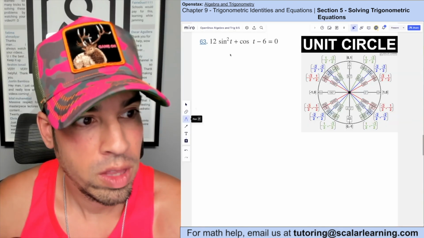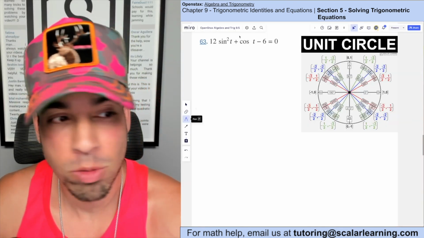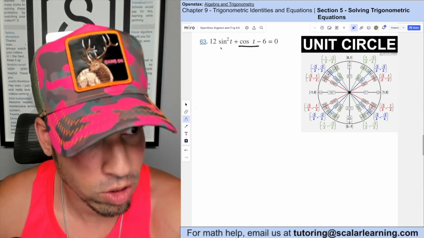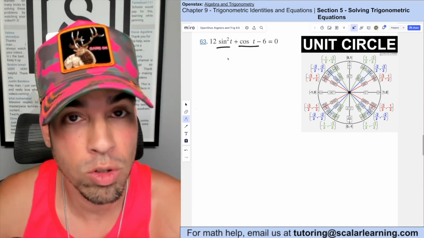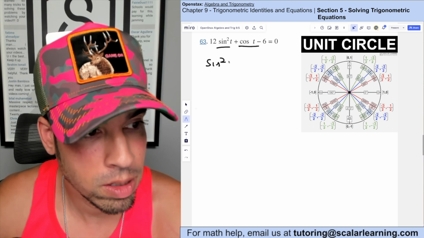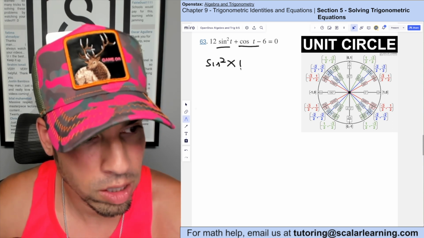Boom, done. For this one, we want everything either in terms of sine or cosine because we have a mix, right? We have cosine, we have sine. So what I'm going to do is use our famous Pythagorean identity, sine squared x plus cosine squared x.